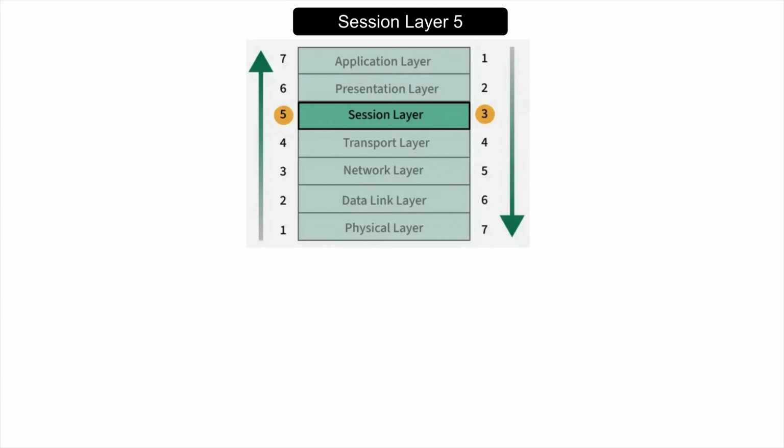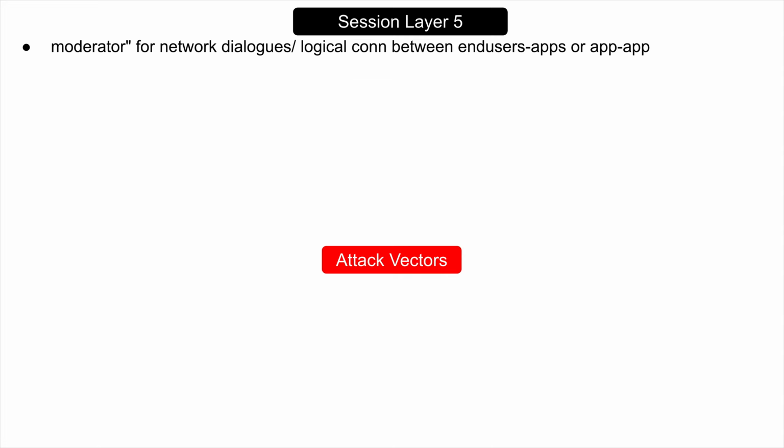Session layer is layer 5 in the OSI model, and in this video I will discuss the session layer and the attack vectors related to this layer. The session layer acts as a moderator for network dialogues or logical connections between end user to applications or from application to application.